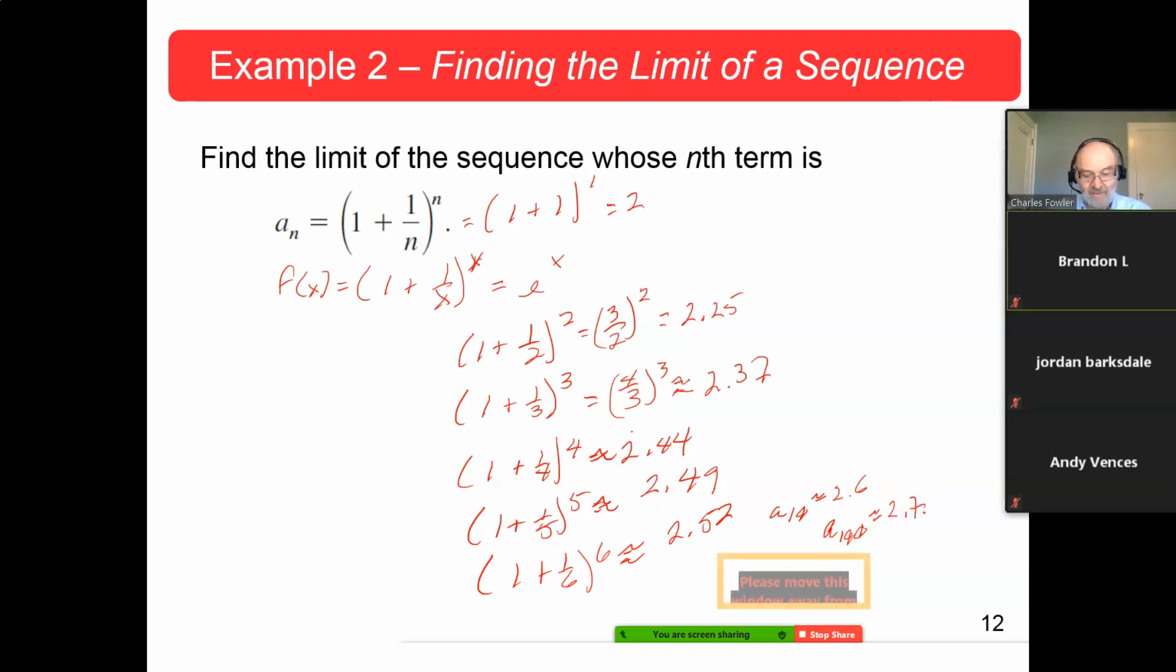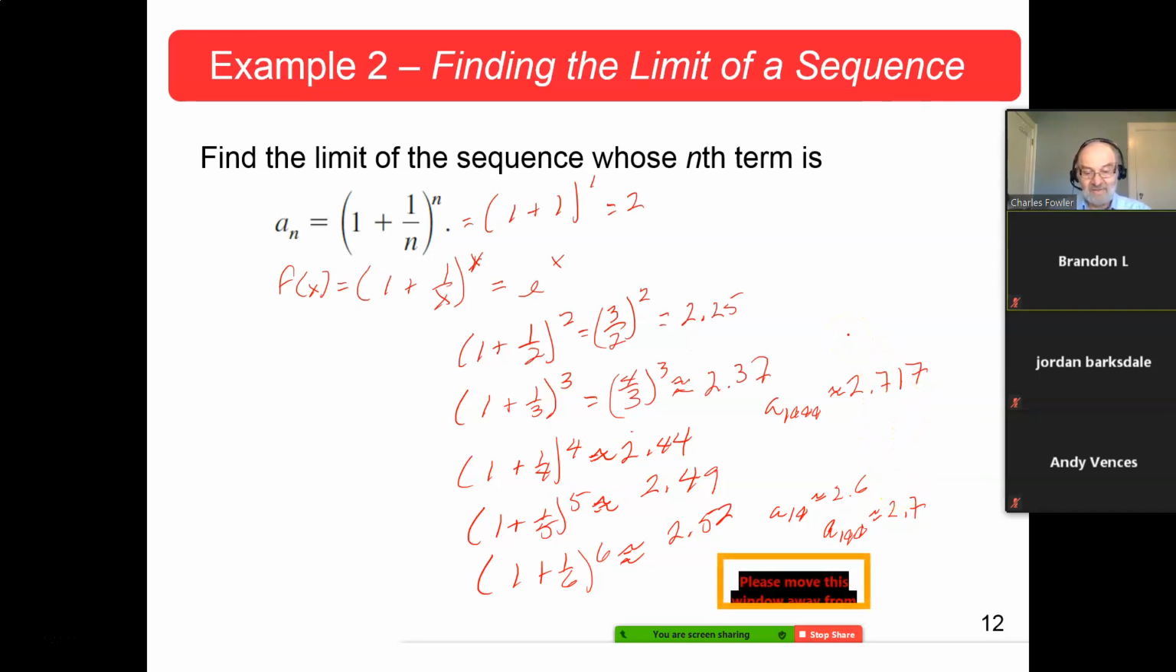Let's do 1,000. My calculator may not handle it, but let's try. That would be 1.001, and that's going to be raised to the 1,000th power. Oh, it did do it. Okay, so a sub 1,000 is approximately equal to 2.717. So look, it didn't go up much at all.